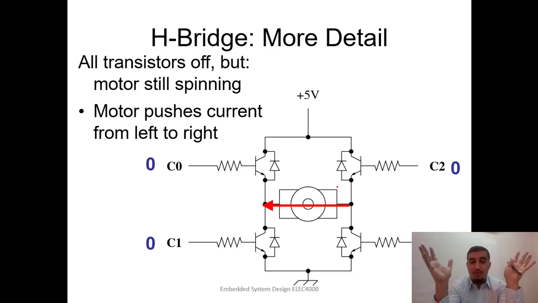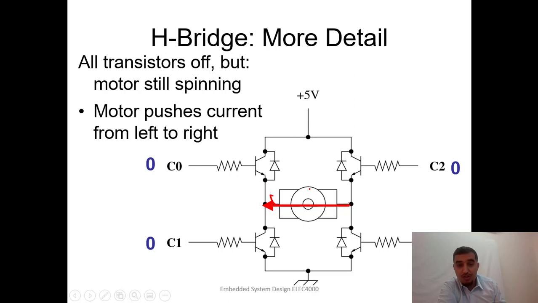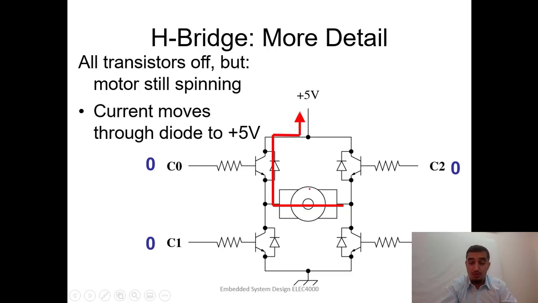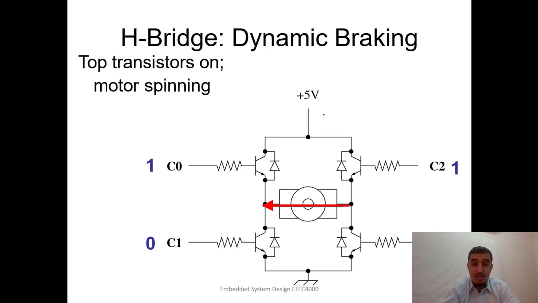Yani, I switched off all the transistors. We gave 0 to the transistors. We want the motor to stop, but the motor is still spinning. This motor will start to push current. In order to control this pushing of the current, the diode will move that current to the power supply over here, in order to protect the circuit and at the same time to stop the motor.